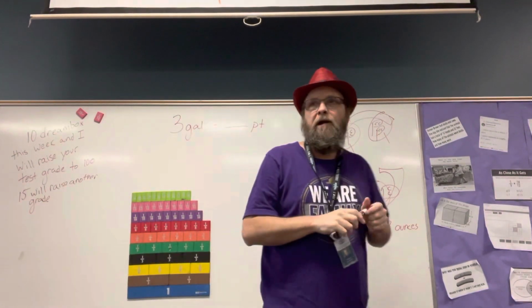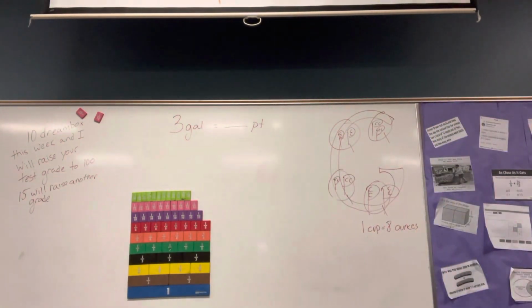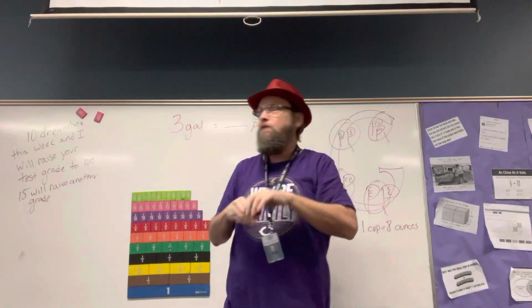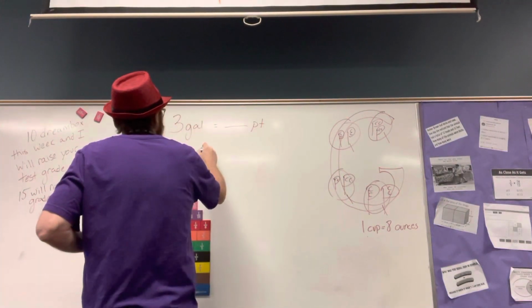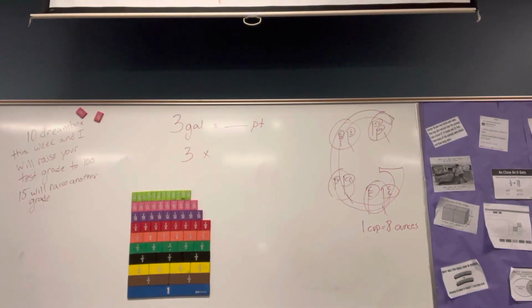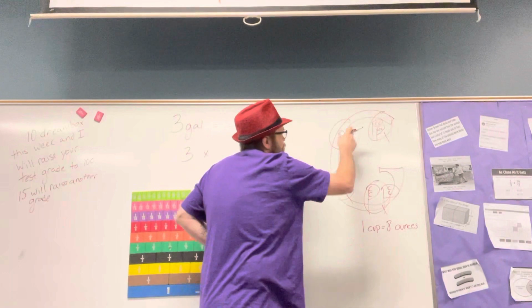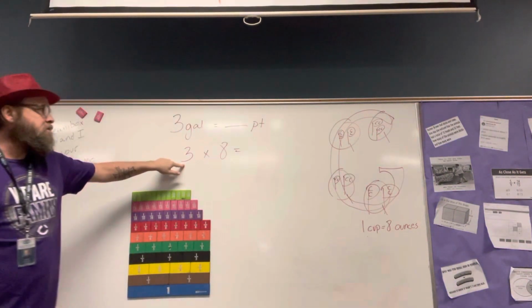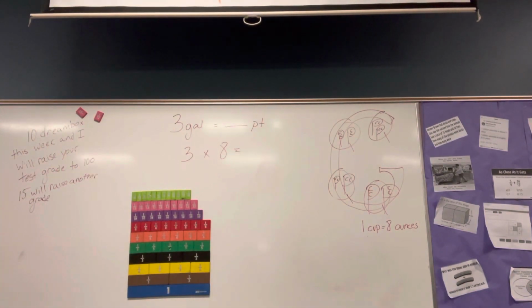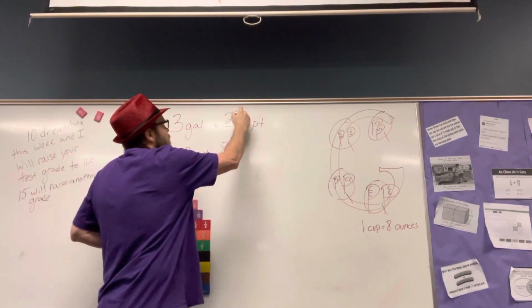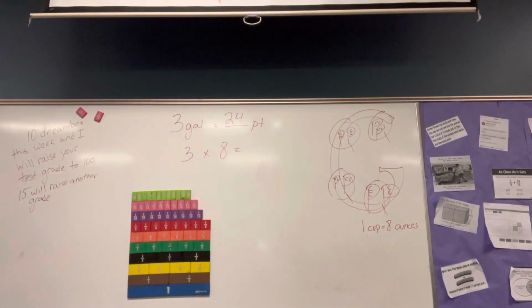3 gallons equals blank pints. Nixon, are we going bigger to smaller or smaller to bigger? Bigger to smaller. So we're going gallons to pints, which means we're going to multiply the number of gallons, which is 3, times how many pints are in 1 gallon, Nixon? 8. So the number of gallons multiplied by the number of pints in 1 gallon, and 3 times 8 is 24. So 3 gallons equals 24 pints.